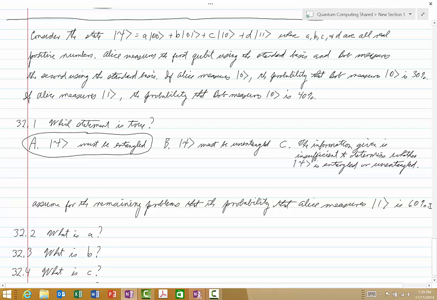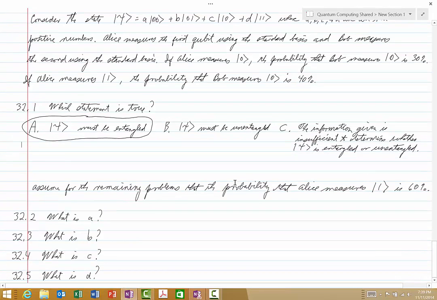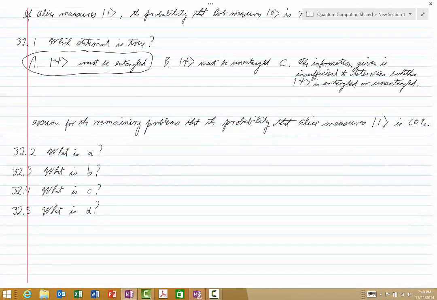Now, I'll call to your attention that we're given basically three pieces of data here. If Alice measures 0, the probability that Bob measures 0 is 30%. If Alice measures 1, the probability that Bob measures 0 is 40%. And the probability that Alice measures 1 is 60%. We have three pieces of information, and we'll compare that to the situation we'll consider next in just a moment. But let's think about these three pieces of information before jumping to the next situation.